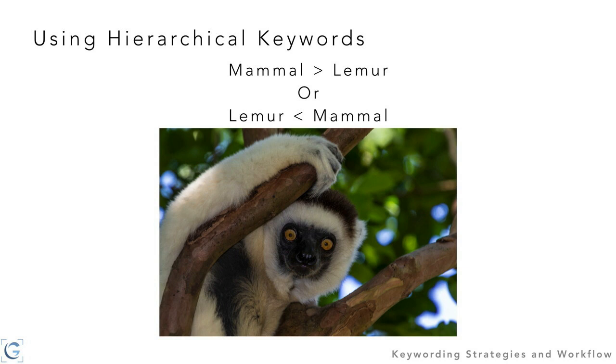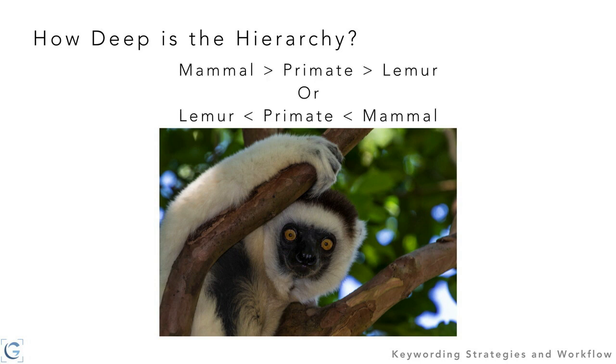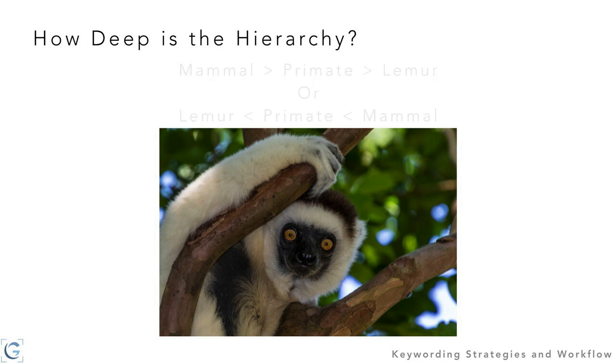So a lemur is a mammal, but there's also lots of stuff in between. So for example, considering how deep we want that hierarchy to go, would we call it, going back in the other direction, a lemur is a primate is a mammal, or it's a mammal and it's a primate and it's a lemur? Or would we potentially go even deeper into that hierarchy?